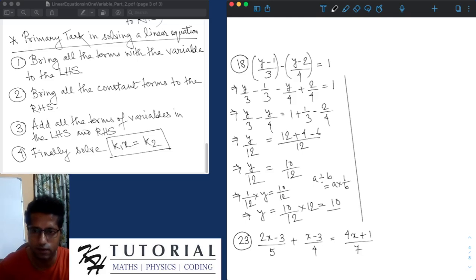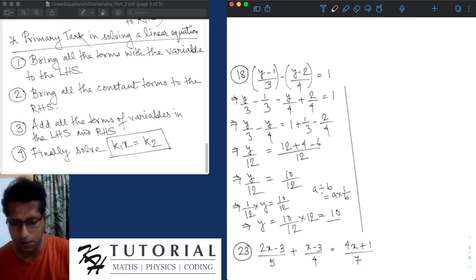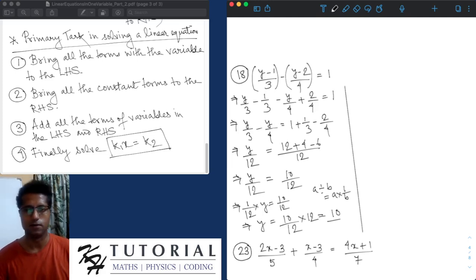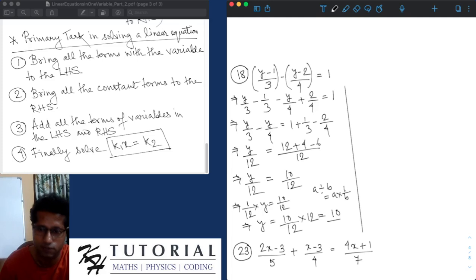So this was the straightforward way, where we separate out all the variable terms and collect all the variable terms on the left hand side and all the constant terms on the right hand side. But in this method we have to deal with addition and subtraction of rational numbers, or fractions, or decimals.